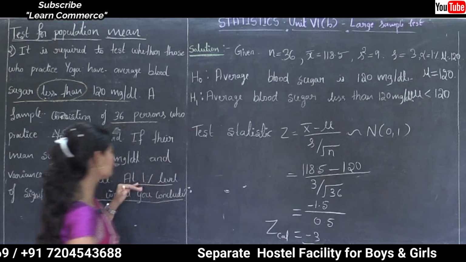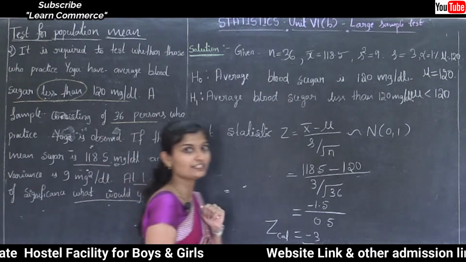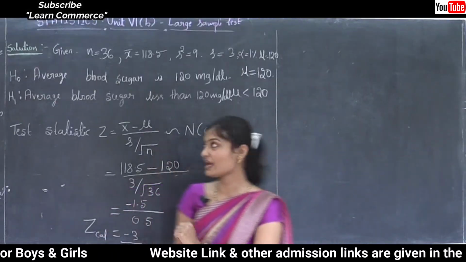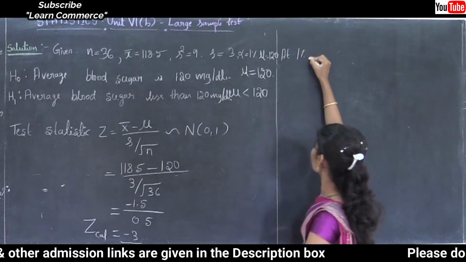Next, one more term is given, that is at 1% level of significance. Using this level of significance we can calculate the critical value. So that level of significance is at 1% level of significance.